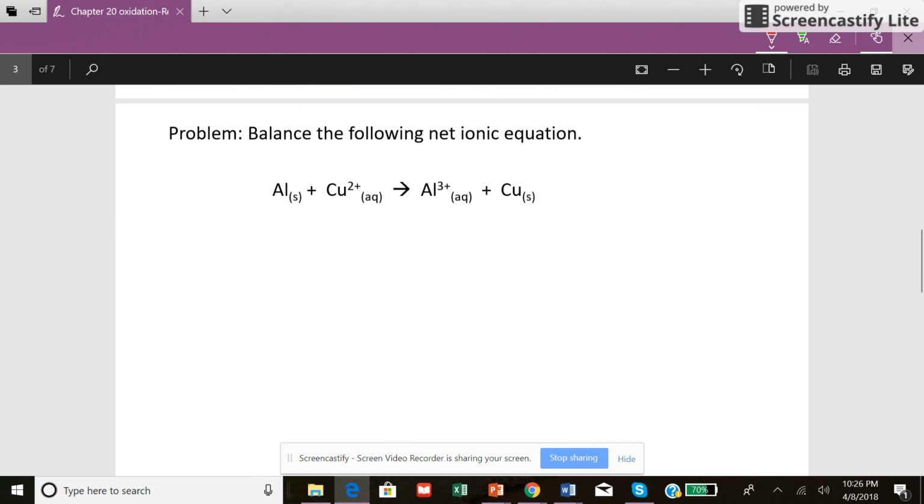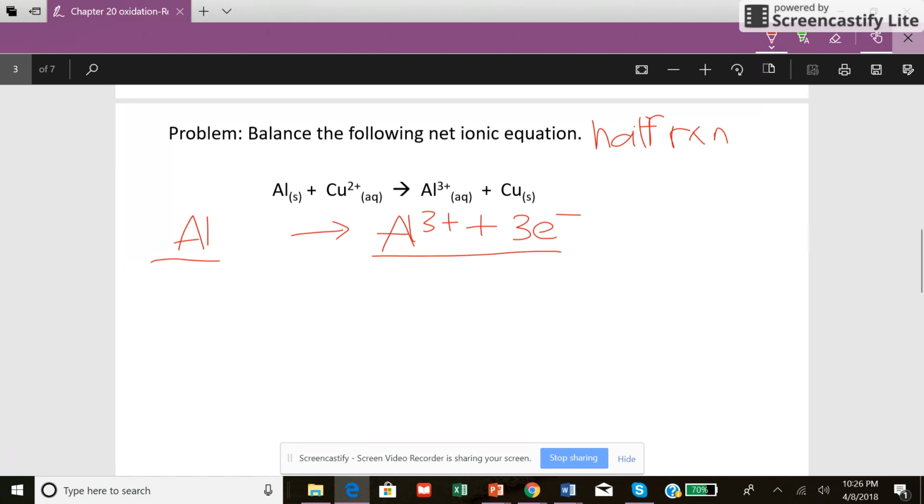Let's go down to look at another example. This one is a little bit more complicated. We will again split this into half reactions, meaning we will split the oxidation and reduction reaction apart. So let's take a look at the aluminum first. Aluminum becomes aluminum cation. The mass is balanced, the charge is not. So we will add 3 electrons on this side so that the charge is balanced. On the left side the total charge is 0, and on the right side the total charge is equal to 0.